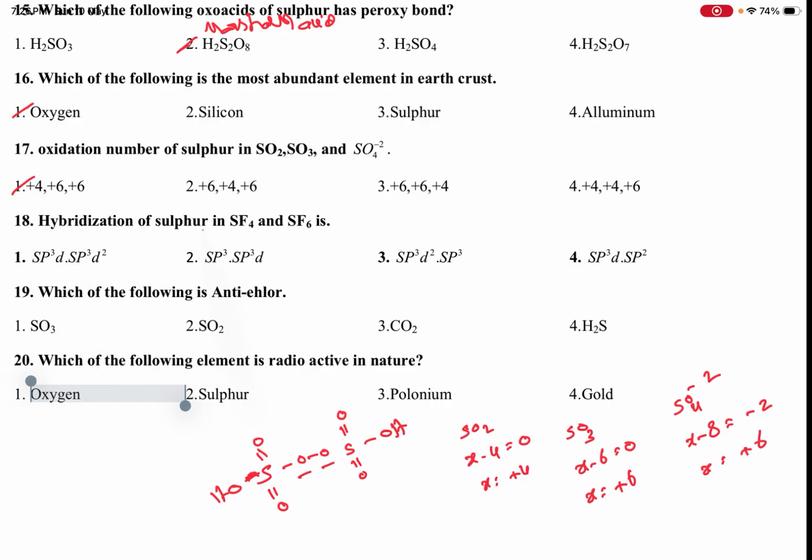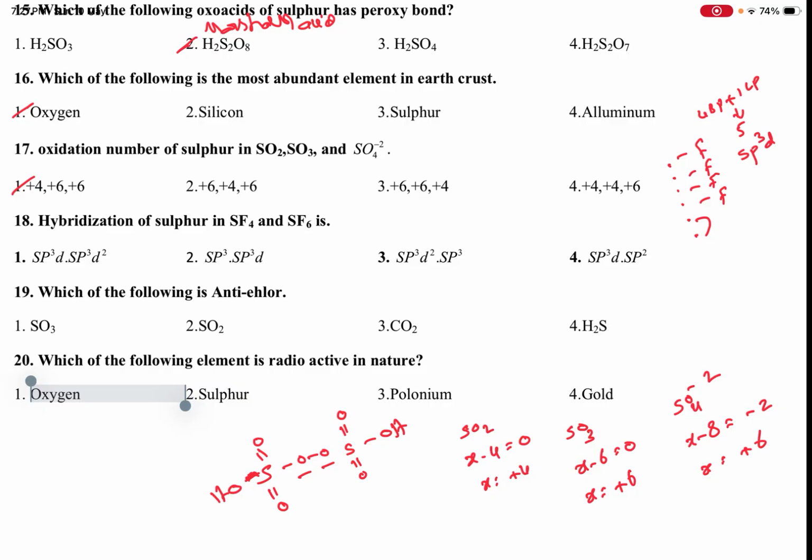Next, hybridization of sulfur in SF4 and SF6. In SF4, sulfur belongs to the 6th group. It contains 6 valence electrons. 4 fluorines form 4 sigma bonds with 4 electrons of sulfur, and there is 1 lone pair. So 4 bond pairs plus 1 lone pair, total 5, means sp3d hybridization. 1 lone pair means seesaw structure.